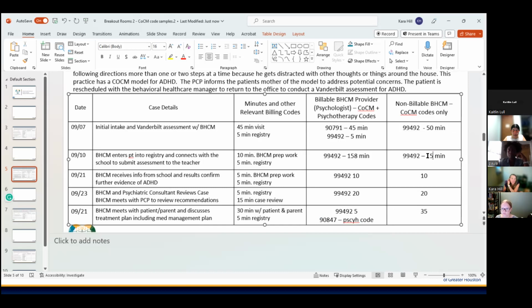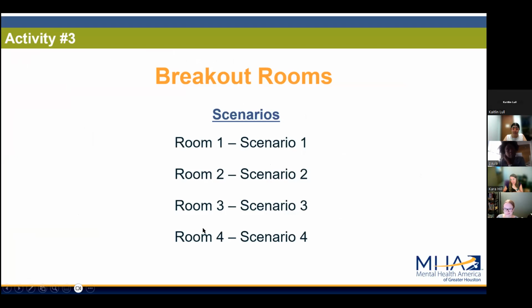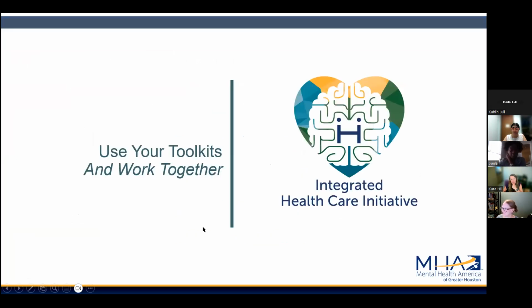So again, I know it's very complex, but this is how you need to understand the codes and understand how you're billing what to whom. And based off of the licensure, it's going to be different. Questions?